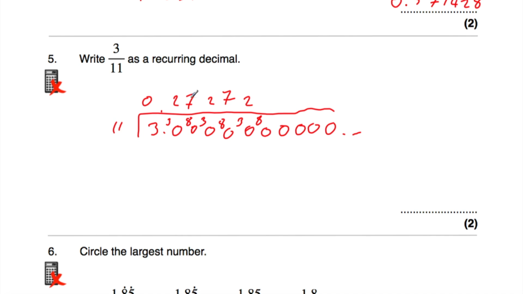So as you can see, there's a pattern. It's 0.272727, and so on. So it's going to be then 7, 3, 2, and so on. So we've got 0.272727, and so on. Or using our dots, it would be 0. And the chain that's repeating is 27. So let's write our 2 and our 7 and a dot above the 2 and a dot above the 7. So it's 0.27 with a dot above the 2 and a dot above the 7.